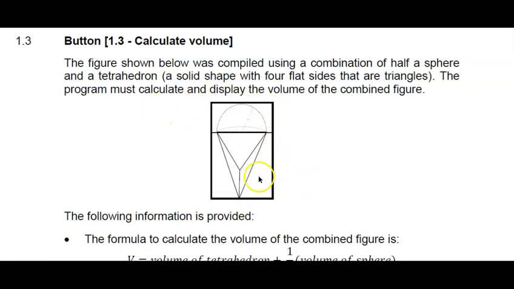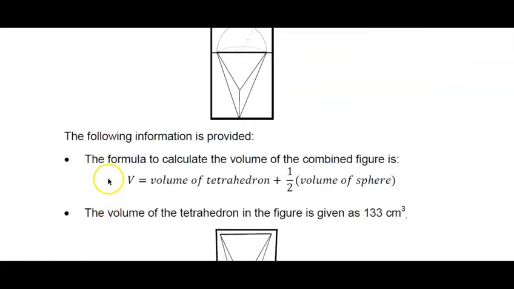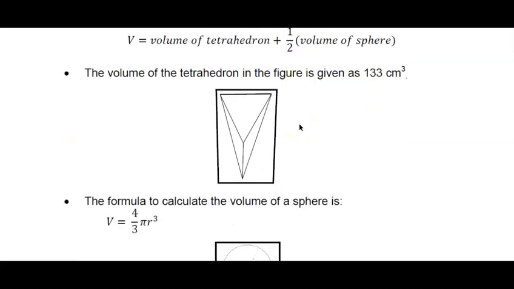But they give you this shape, and it is a 3-dimensional shape because we're going to calculate the volume. So then they tell you here that you want to calculate the volume. This bottom part here, they just say volume of the tetrahedron, and then half of a sphere. There's the sphere. Okay, so we have to add those together. Then they say that the volume of this part of the shape is 133. You can actually use that as hard code.